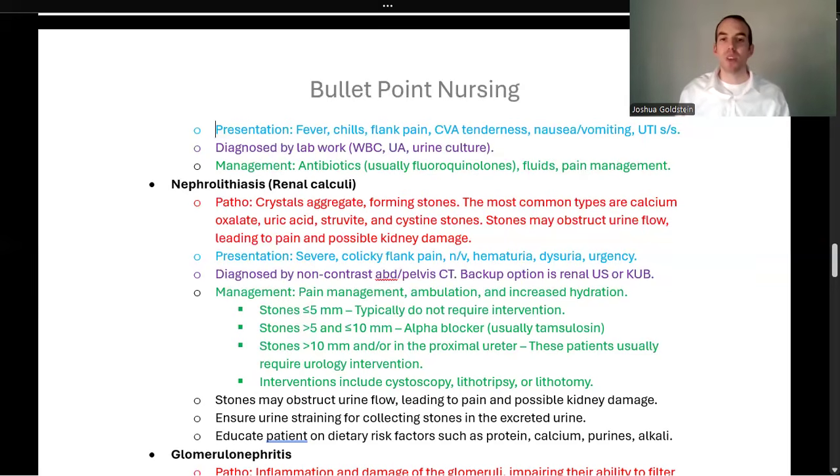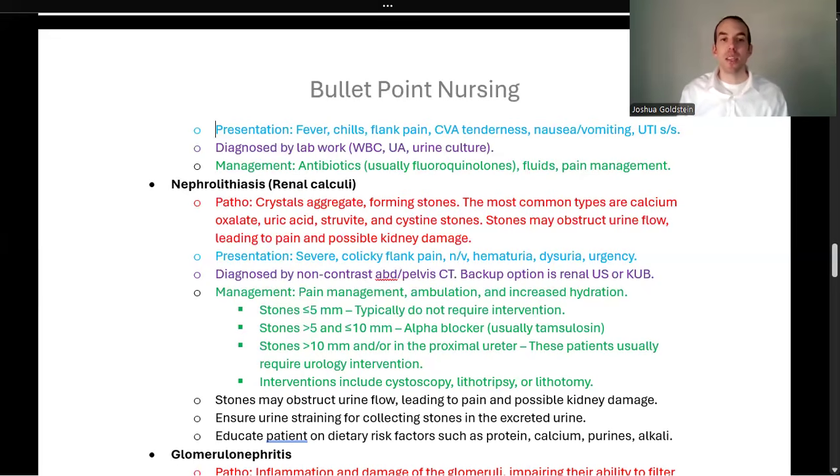This is very well known as those ultrasound shock waves that we use to break up stones transdermally. We don't go into the body. It's a non-invasive procedure, but we use those waves to break up the stone. Or we have lithotomy, which is surgery where we go in and get out those stones. The stones may obstruct urine flow, leading to pain and possible kidney damage. Again, this would be the classic example of that post-renal AKI.